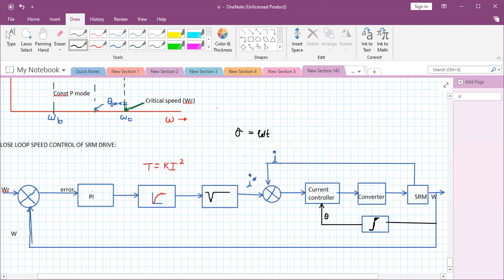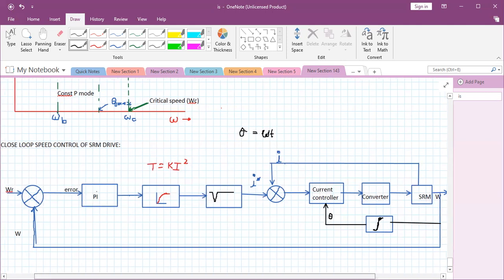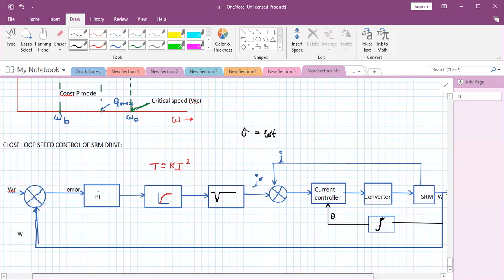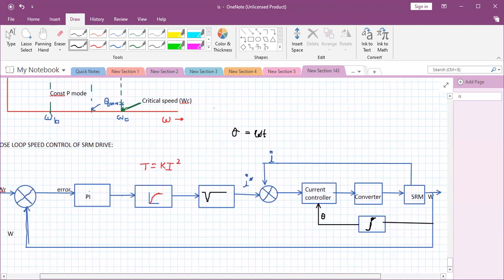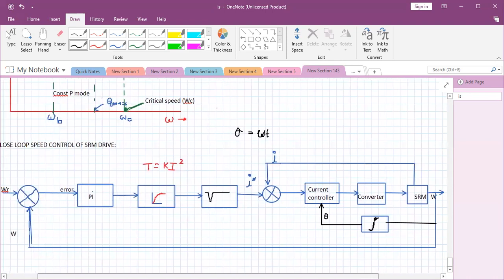Okay, yes, Derek, this is a motor, Derek. Okay, is there a doubt, Karthik, Akash?